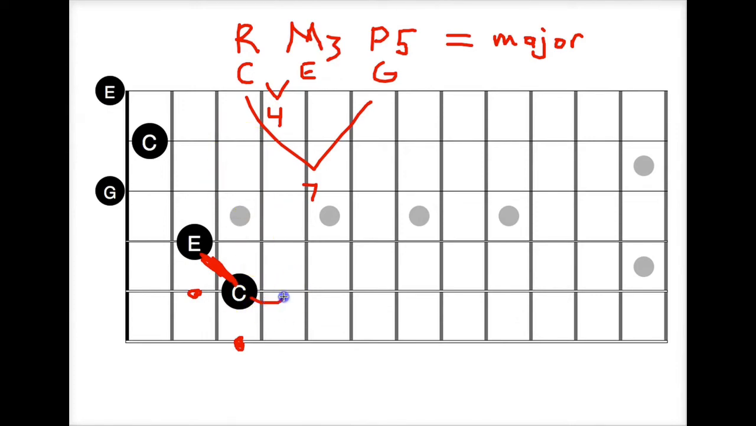So if we look at this, 1, 2, 3, 4 frets, that's my E. So that's a major third. And then if I continue this, I'm going to look at my perfect fifth. So that was 4, 5, 6, 7 frets. And that indeed is a G. So that's my perfect fifth. And that's what makes up my C major chord.